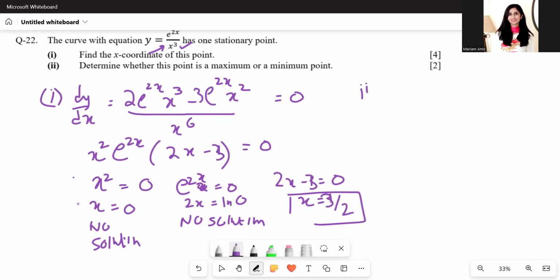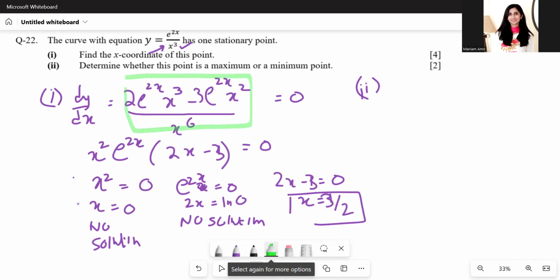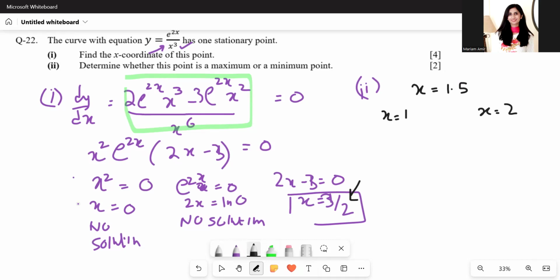Okay, part 2, determine whether this point is a maximum or minimum. All right, for maximum and minimum, mostly we differentiate twice, but double differentiating this is so much hassle. So instead, what we'll do, we'll look at the stationary value, which is x equals 1.5. We'll take a value smaller than it, which is 1, and a value slightly bigger than it, which is 2.